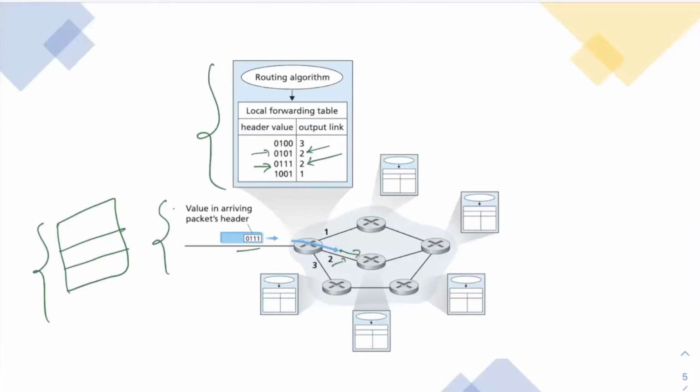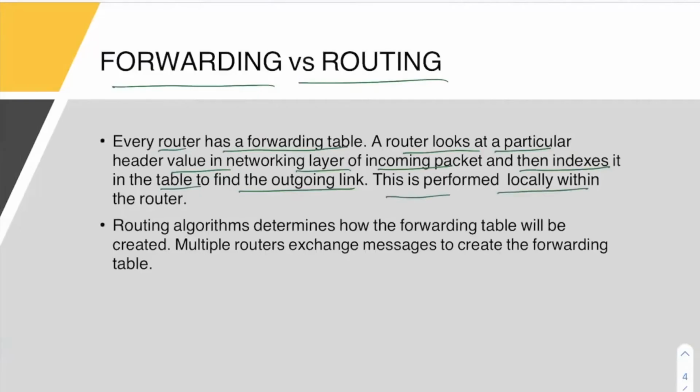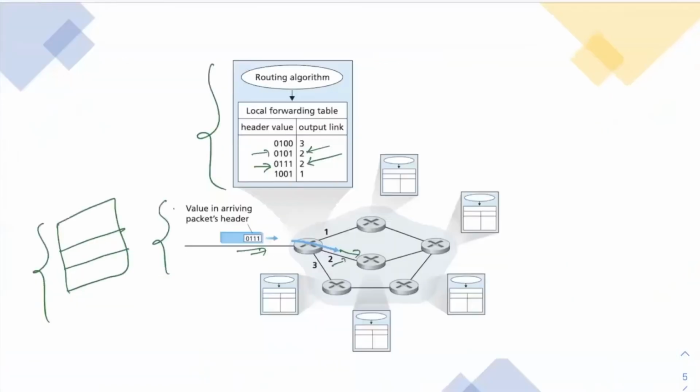Now, this is basically called forwarding. This router is forwarding from one input link to one of the output links, and this is performed locally within the router. So this is a local action. Now, routing: what happens? Routing algorithms determine how the forwarding table will be created. You have the forwarding table here, this mapping, but how is this mapping getting created? That is done with the help of a routing algorithm. There are routing algorithms where different routers talk with each other, and they then construct this forwarding table itself.